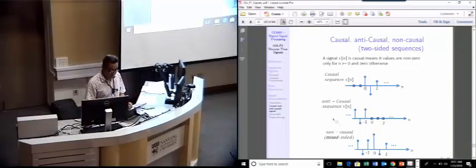Okay, so students will get this wrong. The word anti-causal means exists only at negative time. The word non-causal means it can exist in both negative time as well as positive.